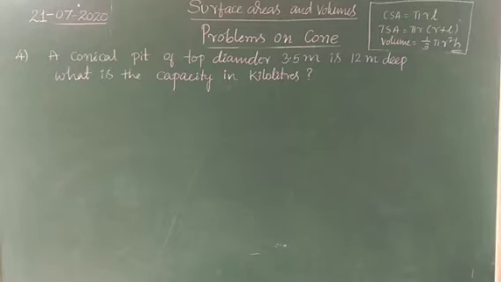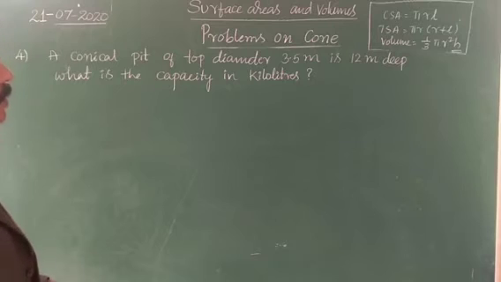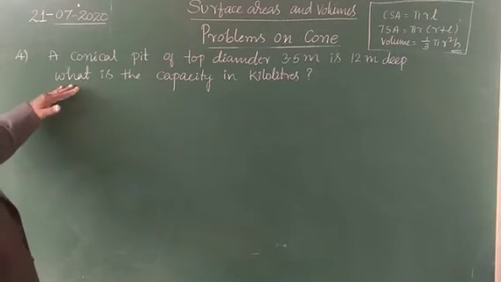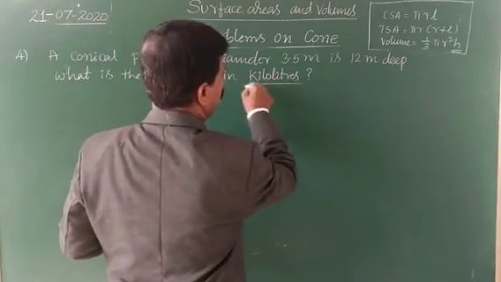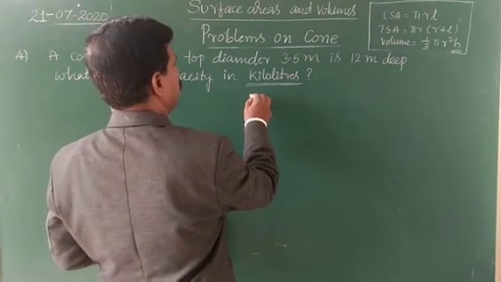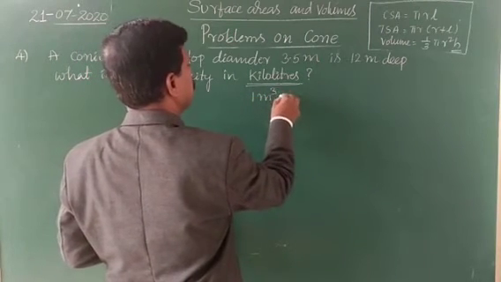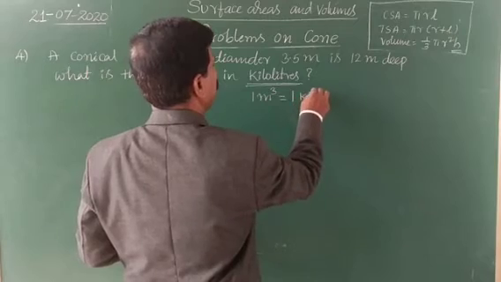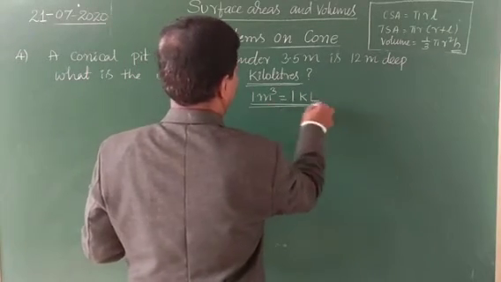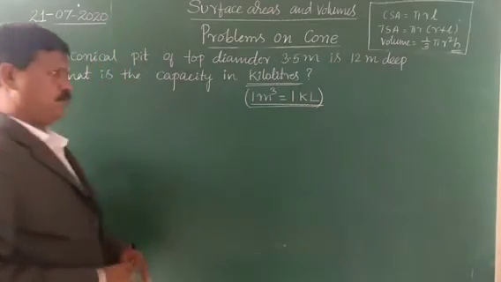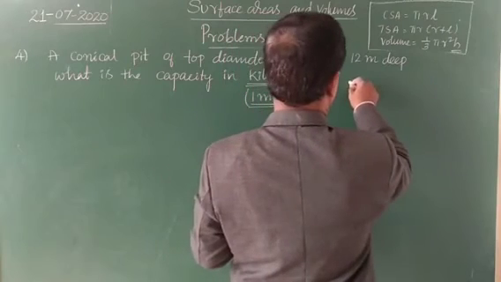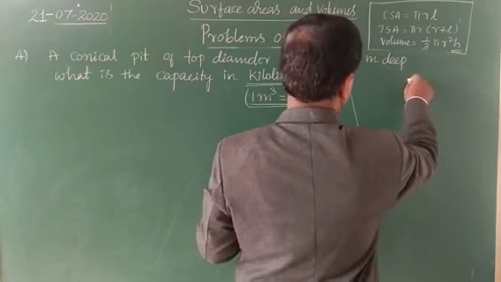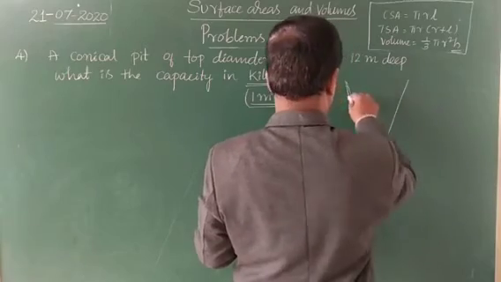A conical pit of top diameter 3.5 meter is 12 meter deep. What is the capacity in kiloliters? See, look at this, kiloliters. So here 1 cubic meter is equal to 1 kiloliter. So this is a conversion. 1 cubic meter is equal to 1 kiloliter. See here, this is a pit. So pit is in the form of conical shape.